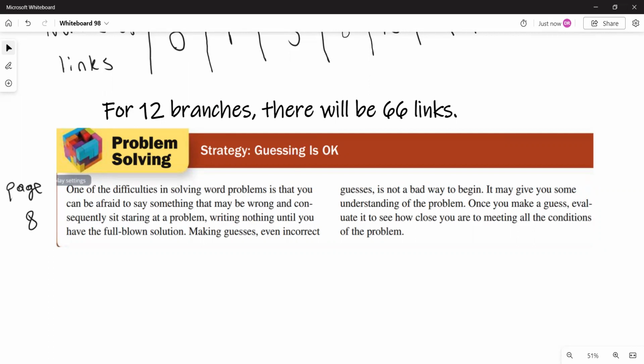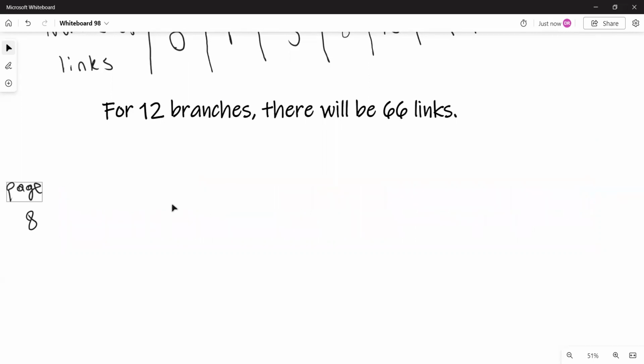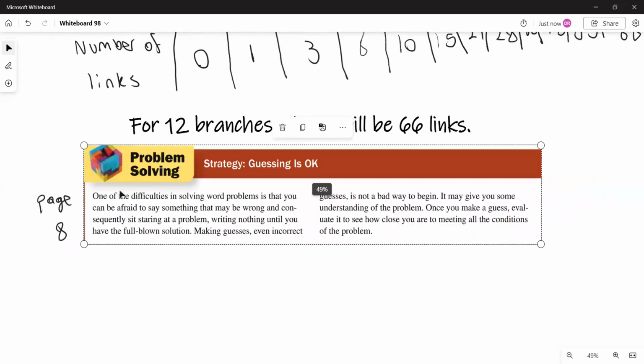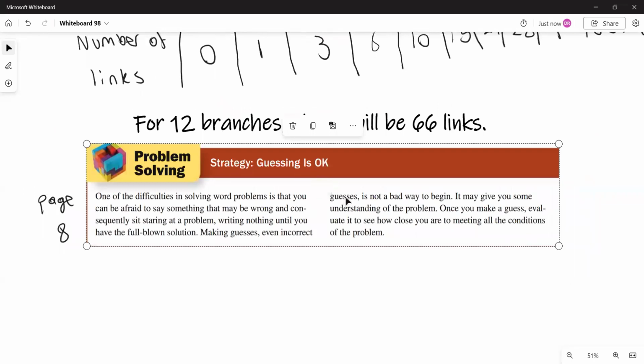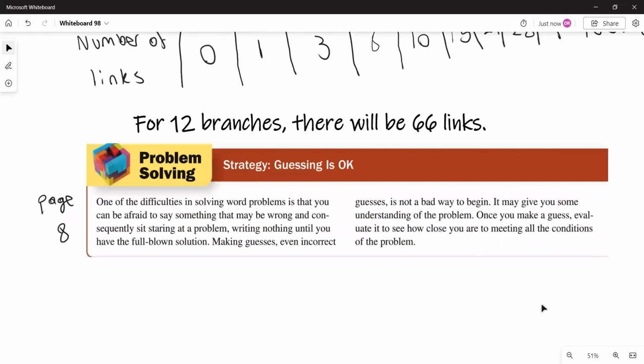Okay, so I'll copy this again because I have something that shouldn't be there. So let's take this out. Let's try again. Okay, that's better. So one of the difficulties in solving word problems is that you can be afraid to say something that may be wrong and consequently sit down staring at a problem, writing nothing until you have the full-blown solution. Making guesses, even incorrect guesses, is not a bad way to begin. It may give you some understanding of the problem. Once you make a guess, evaluate it to see how close you are to meeting all the conditions of the problem.